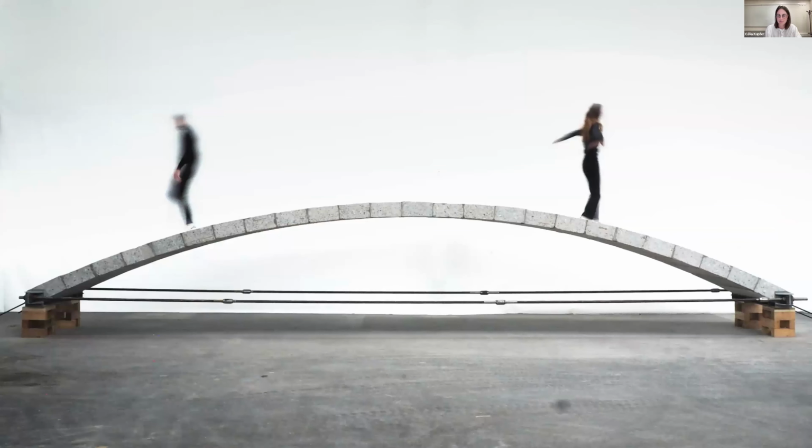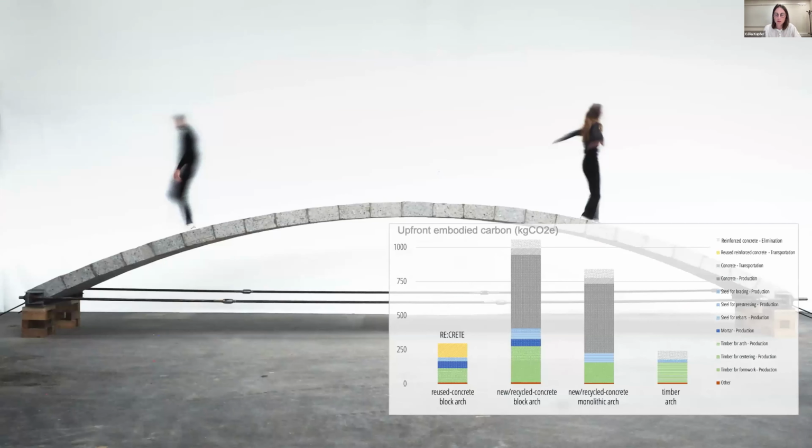A life cycle assessment analysis confirmed large CO2 savings compared to new concrete designs, of about 2/3. Most of the remaining CO2 emissions are caused by the timber production for the centering and the block transportation. All the hypotheses we made are detailed in a paper listed in the bibliography.